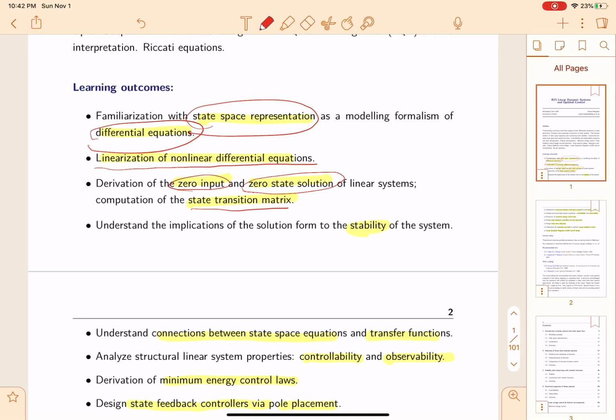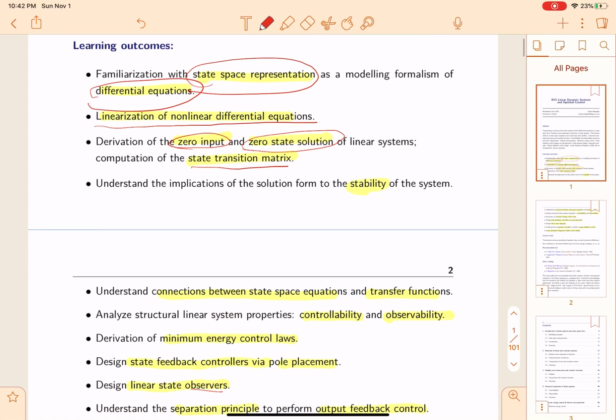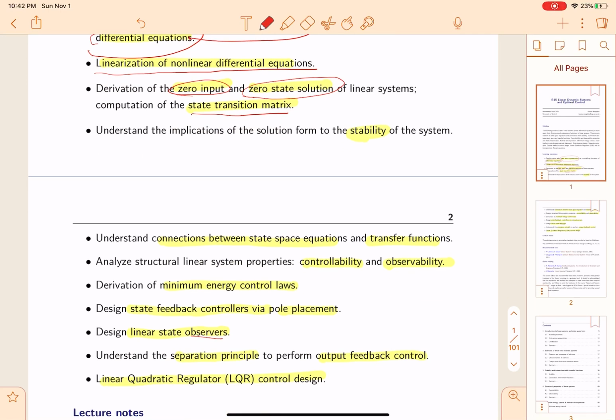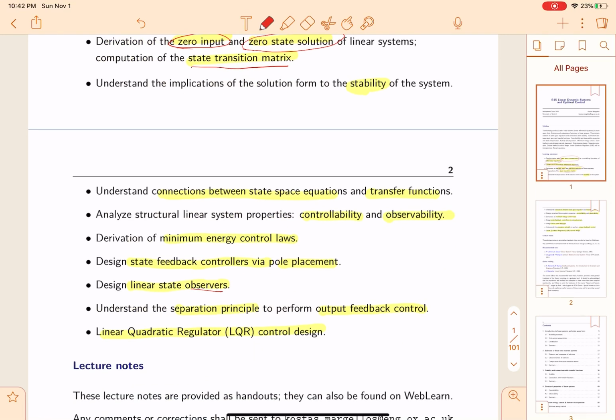Thirdly, we'll derive their input and their state solutions of linear system, and we will compute the state transition matrix. Then we will understand the implications of solution to the stability of the system, and we want to find out the connections between the state space equation and the transfer functions. Then we will analyze structural linear properties, the controllability and observability. And we will derive the minimum energy control loss and design state feedback.